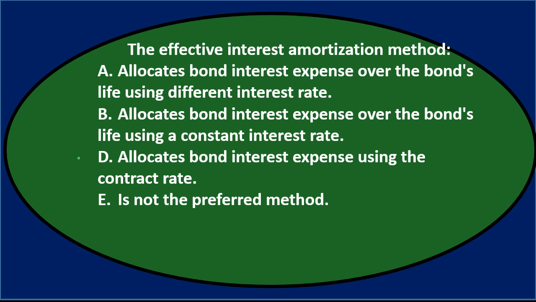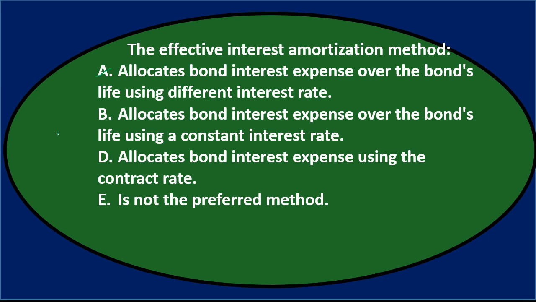Okay, let's go through this again using the process of elimination. The effective interest amortization method, A, allocates bond interest expense over the bond's life using different interest rates. That seems unlikely. It doesn't seem logical to do that, right? It doesn't seem reasonable to use different rates unless we're always trying to say what the market rate is, but I don't think it's A.